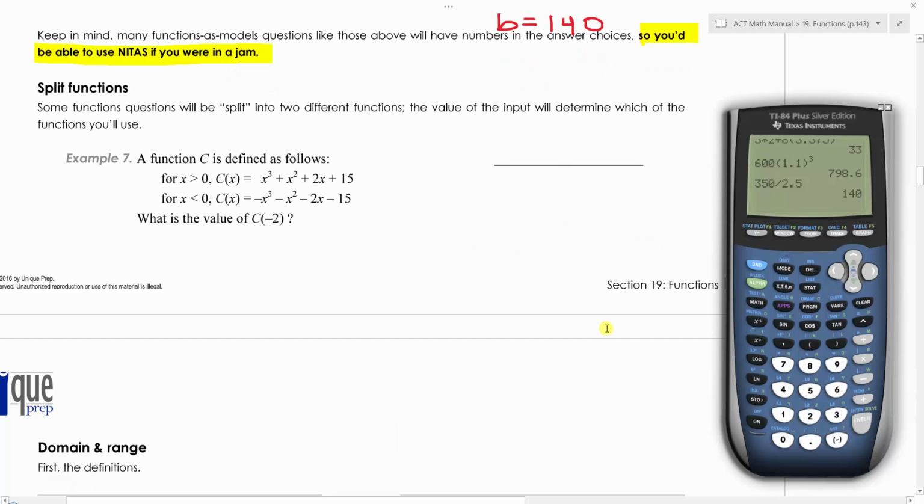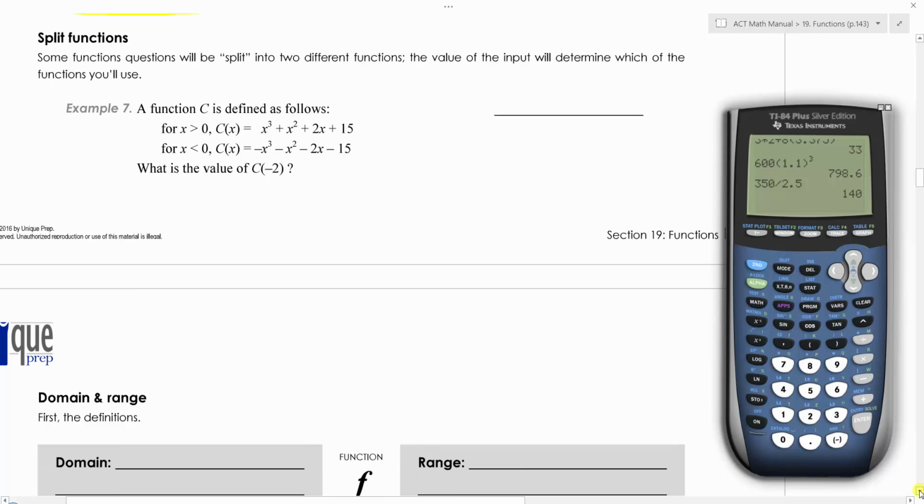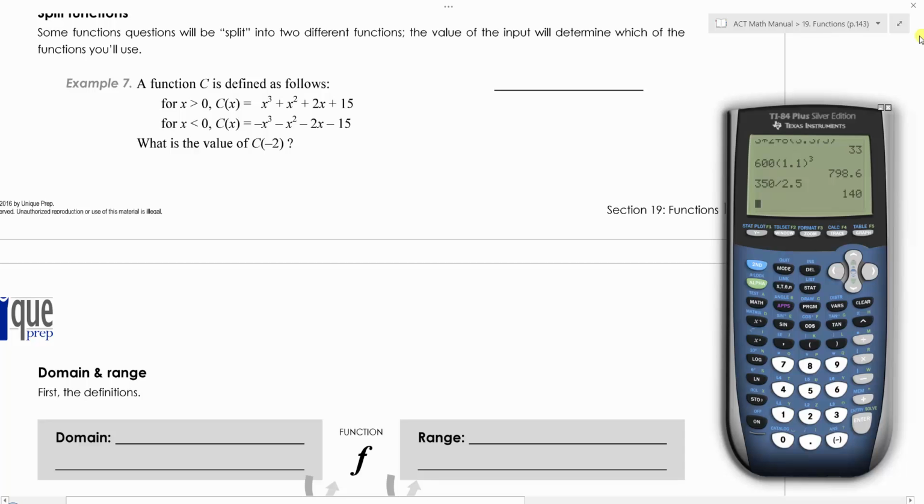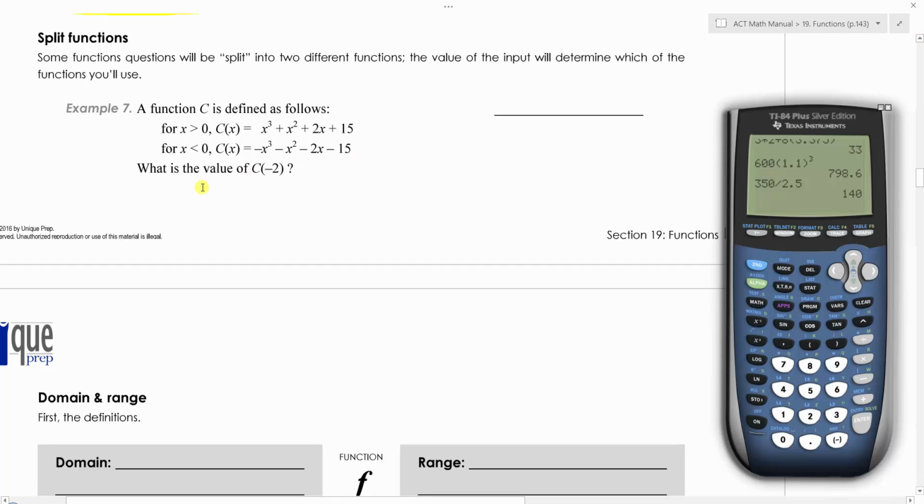Now, in terms of split functions, I'm not going to spend too much time on this concept because it does not show up very often on the test. And when it does, it's usually very simple as long as you're paying attention to details and reading the question carefully. Sometimes they will split a function into two different functions depending upon what your input value is. So they might say, for instance, that when x is greater than 0, when x is positive, you use one function, and when x is less than 0 or is negative, you're going to change that function to something else.